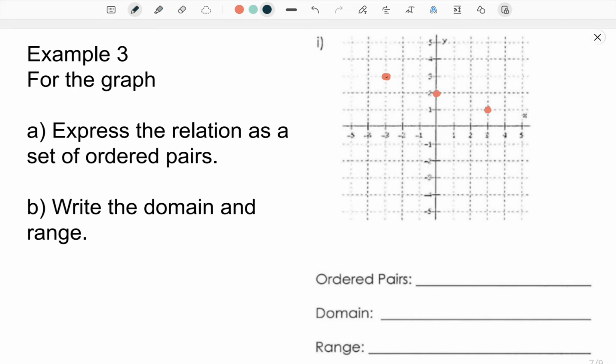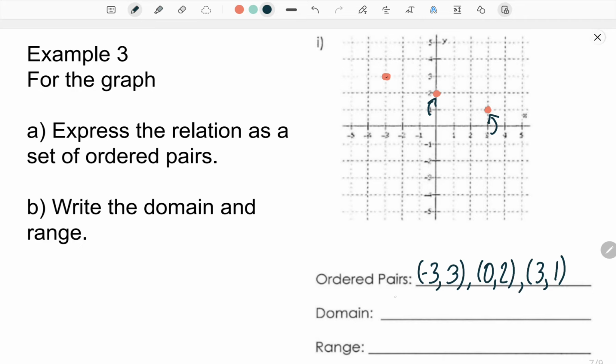So for the first point, this one here, well, that's 3 to the left and 3 up, so that would be -3, 3. The next point here, that's going to be no horizontal movement, so we're at 0 for an x value, and then up 2. So 0, 2. And the last point, we go 3 to the right and up 1, so 3, 1. So that is our set of ordered pairs.